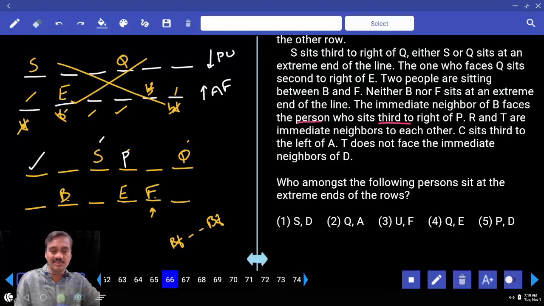R and T are immediate neighbors to each other. R and T are immediate neighbors to each other. And C sits third to the left of A. Now C is seated third to the left of A. C and A will be like this. Then who is the person left over here? D is the person. R and T are adjacent.